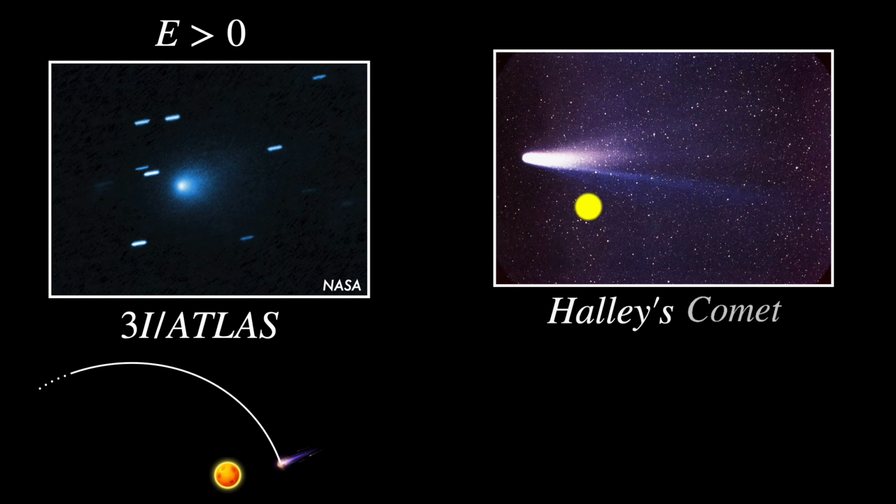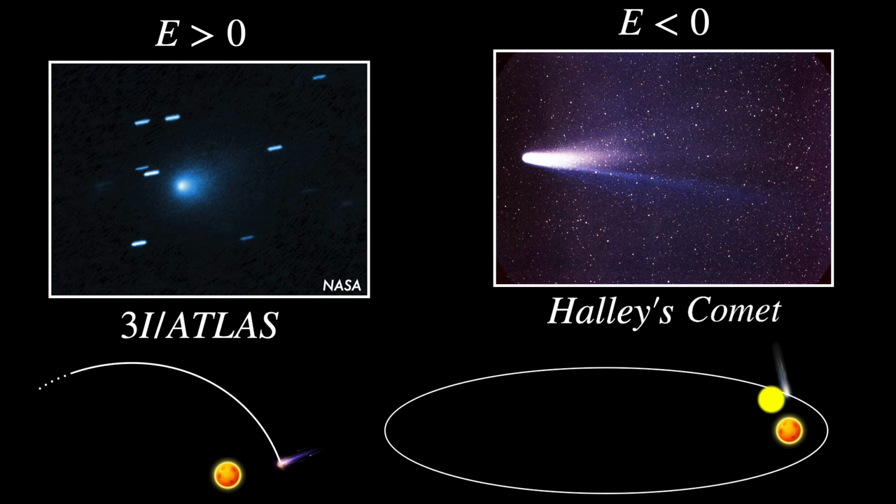In contrast, if you calculate the energy of the Halley's Comet, you will find that it's less than zero. And that's how we know it's a bound system. It is a very elliptical orbit, and it takes about 76 years to complete that. And that's why you will see Halley's Comet about every 76 years.